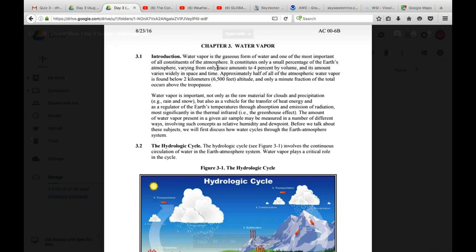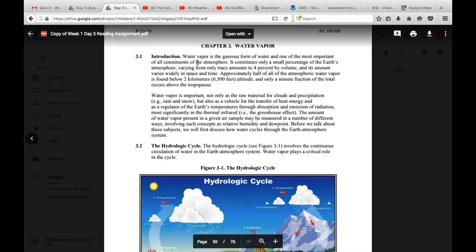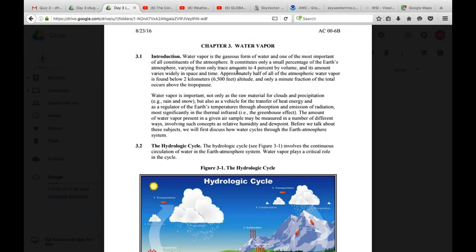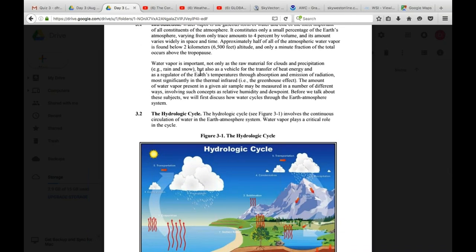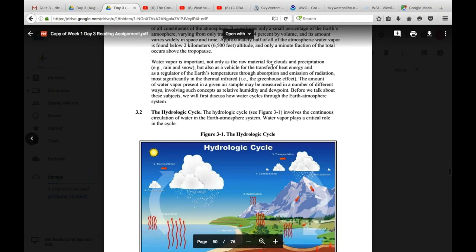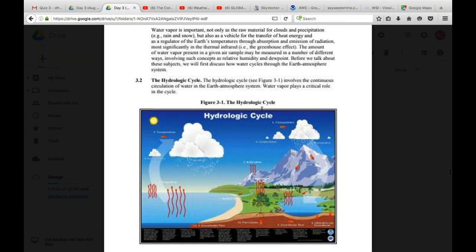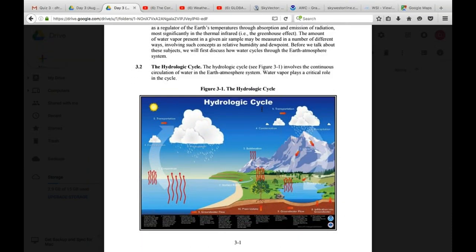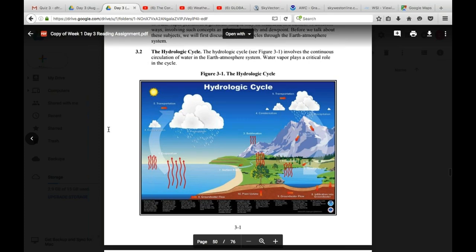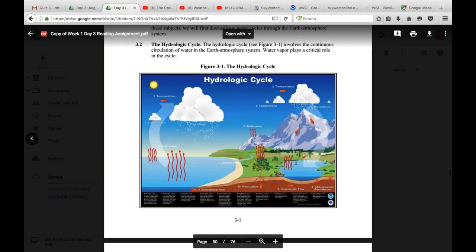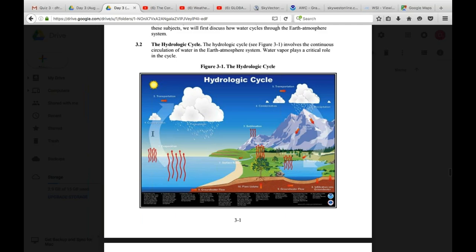So water vapor is a gaseous form of water and one of the most important of all constituents of the atmosphere. It constitutes only a small percentage of the Earth's atmosphere. Basically, water vapor is what's going to make up our clouds and precipitation. The hydrologic cycle involves the continuous circulation of water in the Earth's atmosphere. Water vapor plays a critical role in the cycle. So we have evaporation, condensation, transpiration, precipitation.